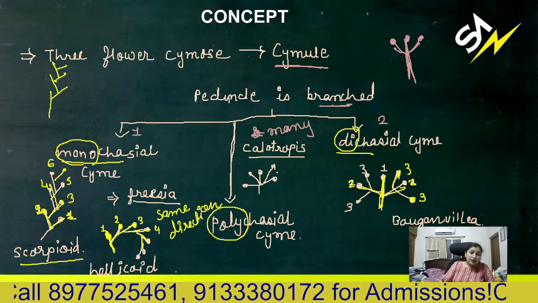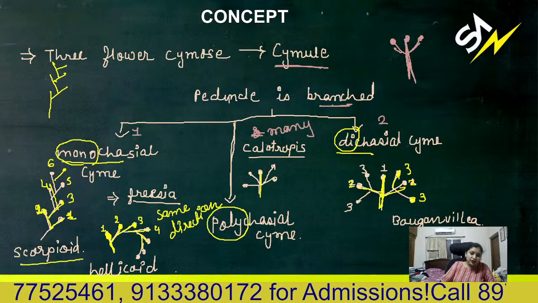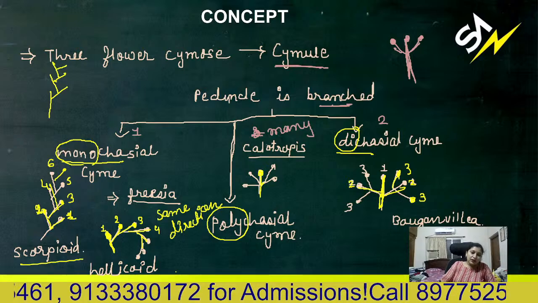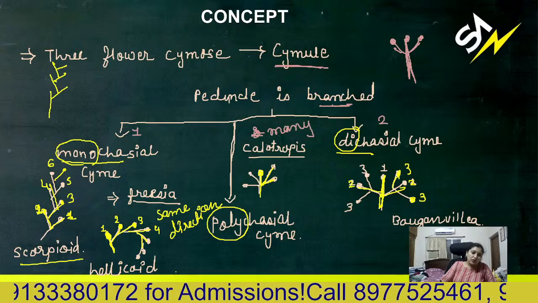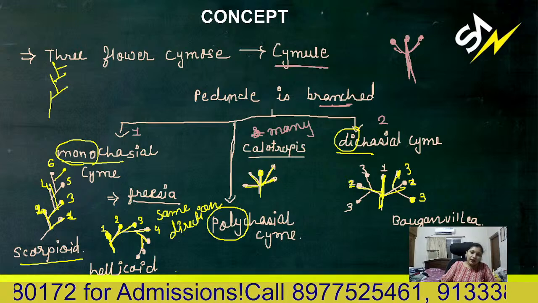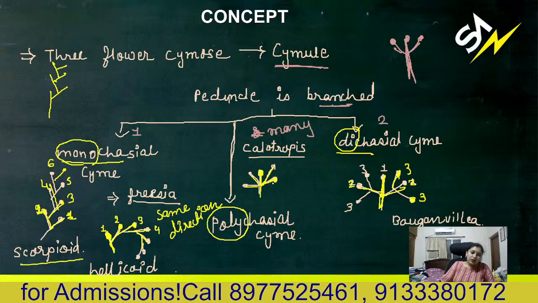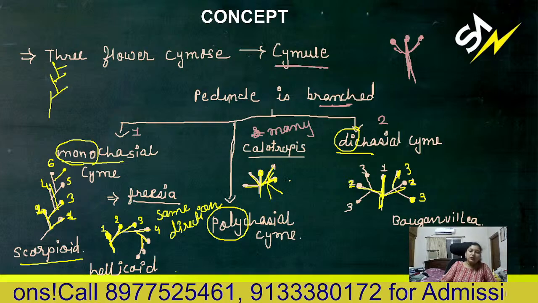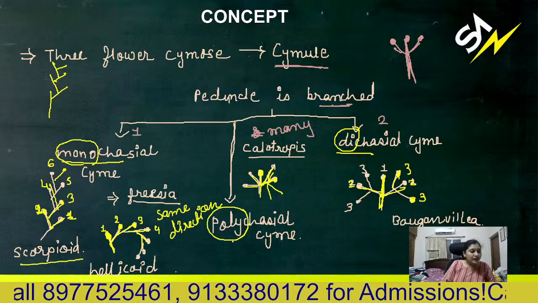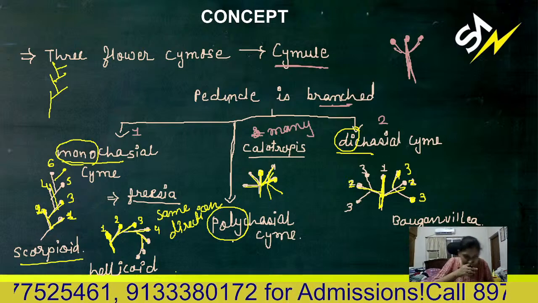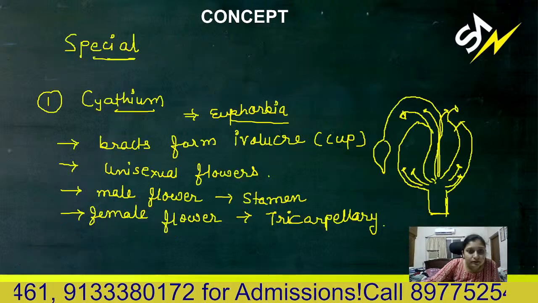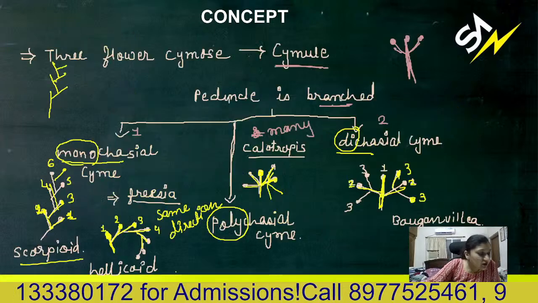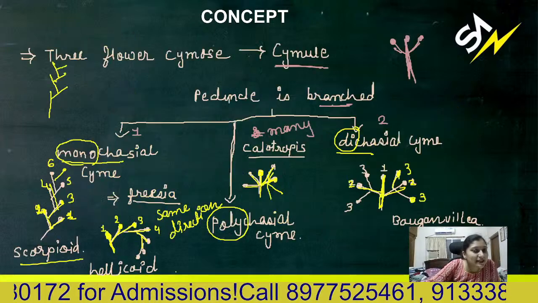So look here. In case of polycasial, this is the first flower, then the peduncle is branched into more than two. Again, this will grow, okay? And here again, the peduncle will be branched into more than two. So this will give you polycasial sign. I hope this much is clear. So this is about racemose and cymose.